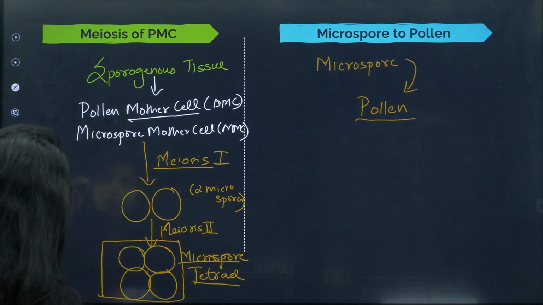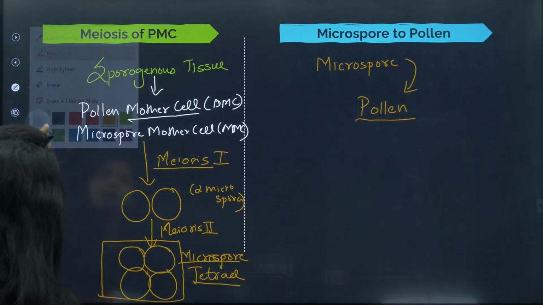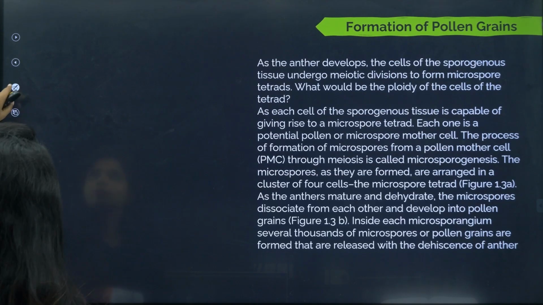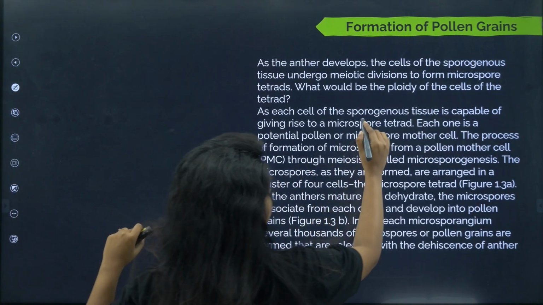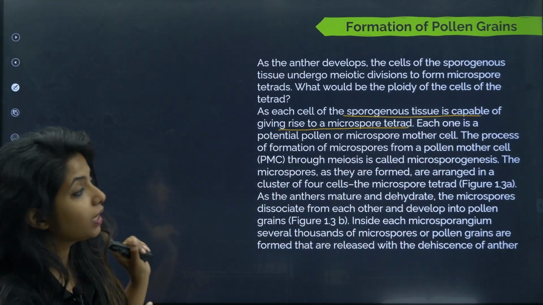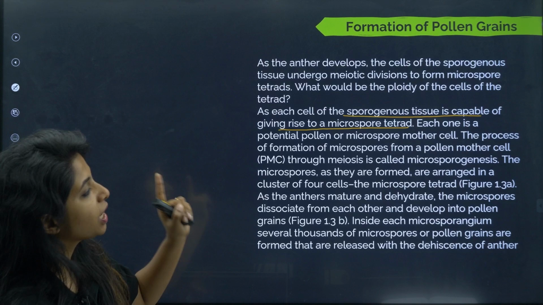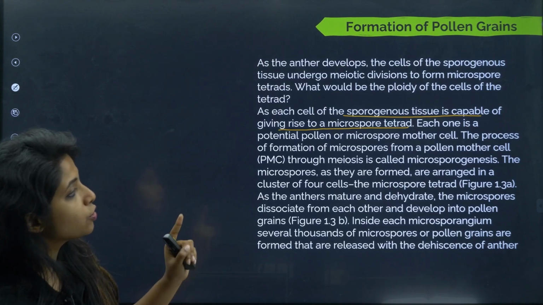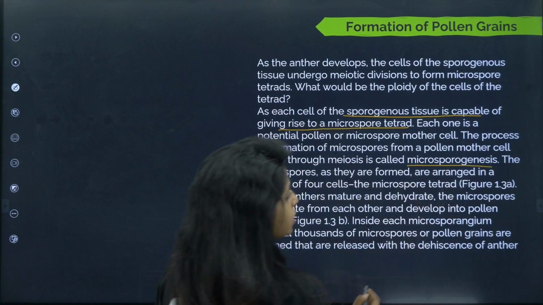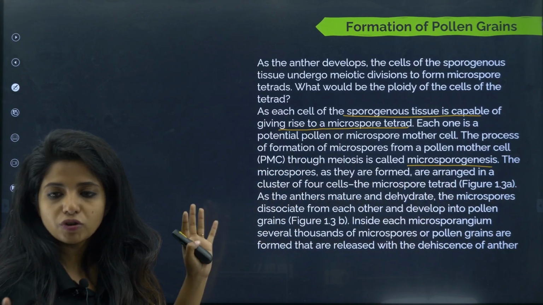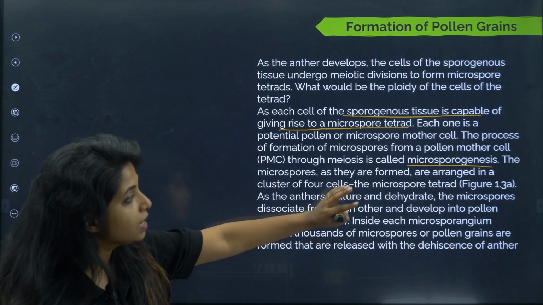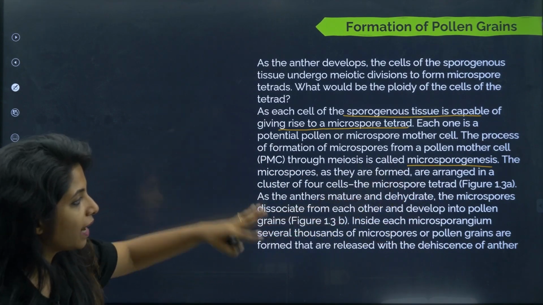So, this is something that we need to read first, and then probably we could understand things better. So, over here, I have formation of pollen grain. You read this. As each of the sporogenous tissue is capable of giving rise to a microspore tetrad, as you see, each one is a potential pollen or microspore mother cell. The process of formation of microspores from a pollen mother cell through meiosis is known as microsporogenesis. So, what you saw now was microsporogenesis. The microspores, as they are formed, are arranged in a cluster of 4 cells, the microspore tetrad. We saw that was the end stage, right?